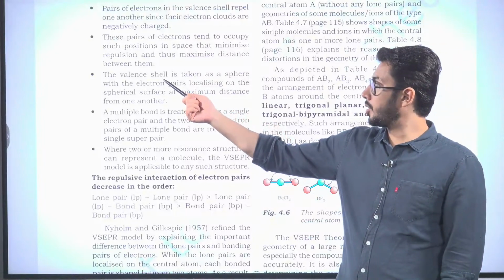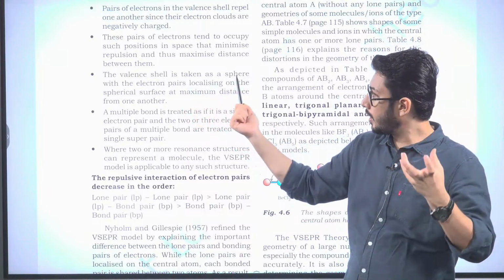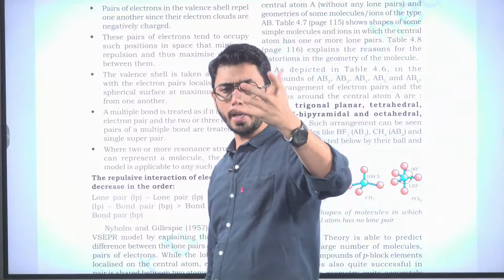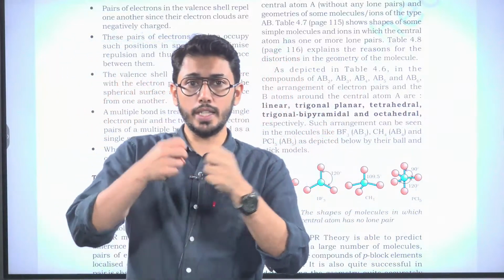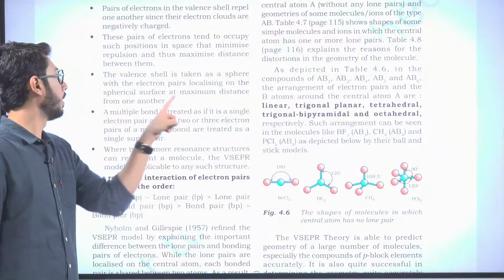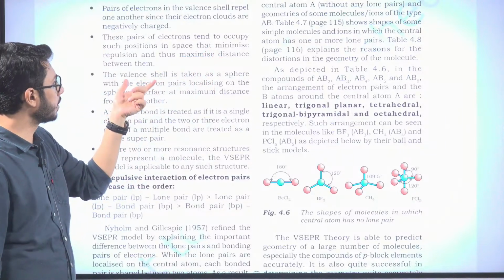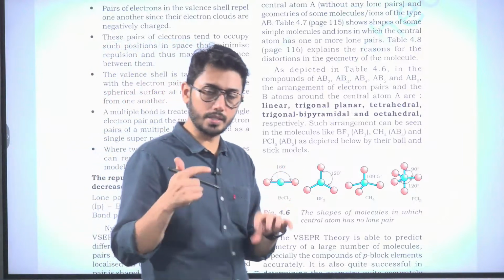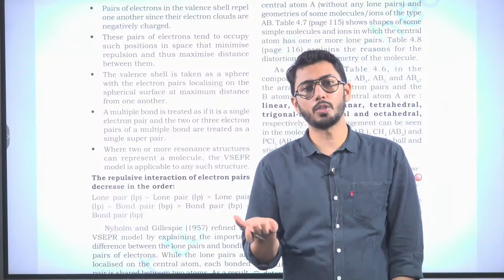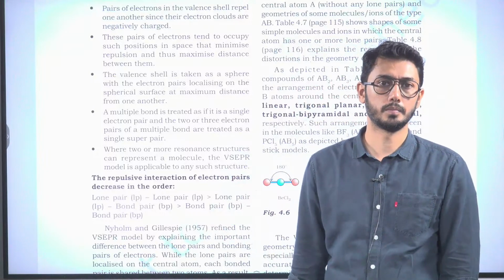So what is given? The valence shell is taken as a sphere with electron pairs localized on that sphere such that these electron pairs are at maximum distance, a similar point to the one above. The only thing they have considered is the valence shell as a sphere. That's it, so it is a postulate. Electron cloud means any electron density; it may be a lone pair, it may be a bond pair. Okay?